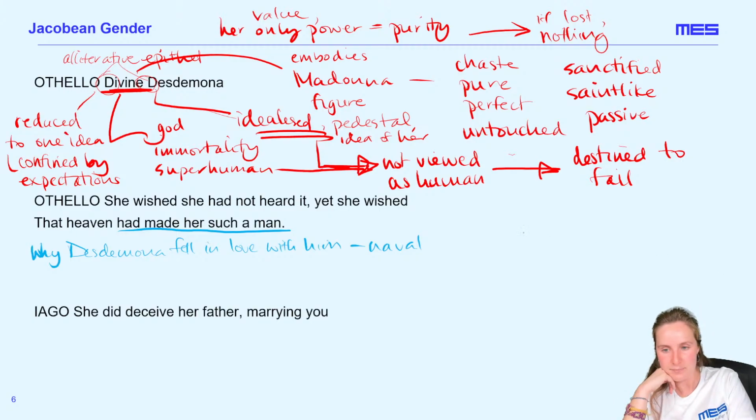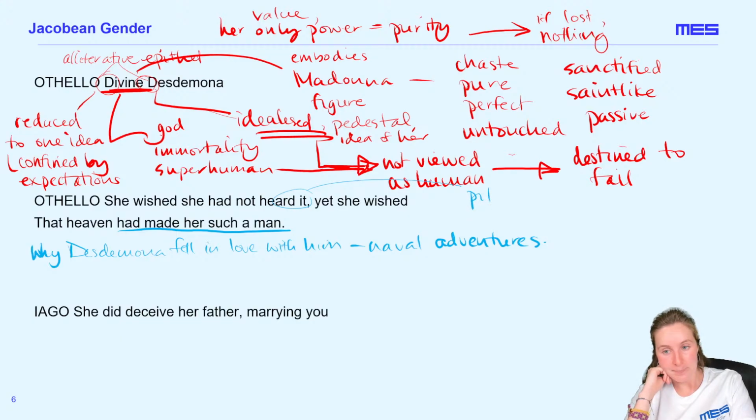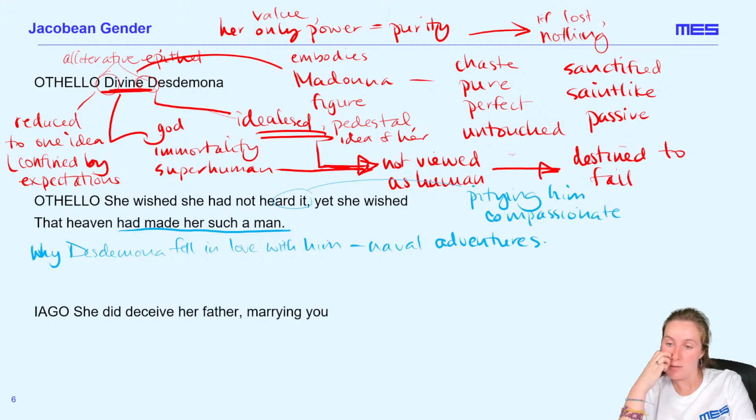Absolutely. This idea of his naval adventures being why she fell in love with him. She wished she'd not heard it. First of all, this idea that he was talking about her pitying him. So this shows her character, right? She's compassionate. She's caring.